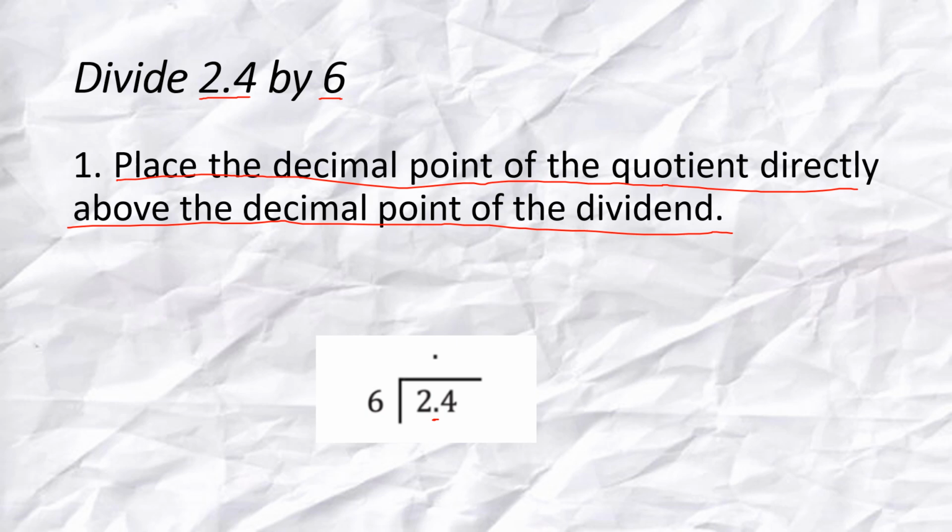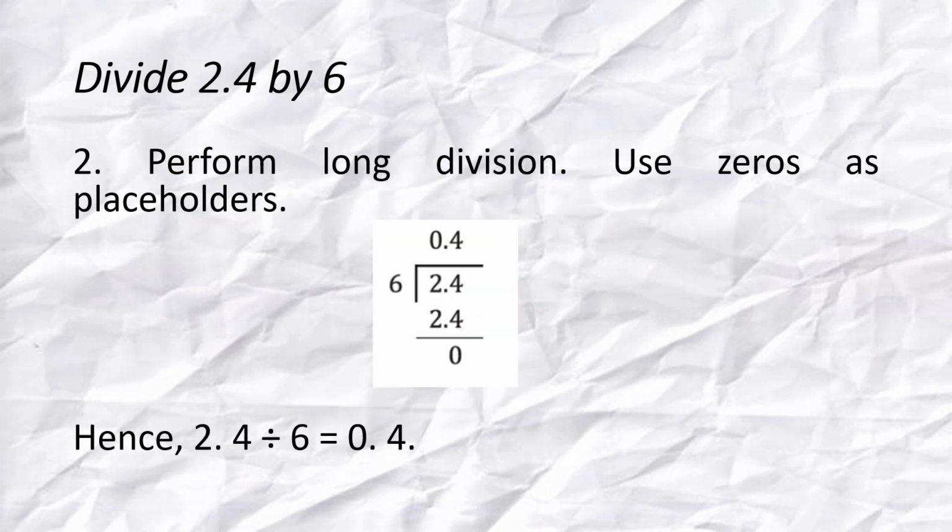After placing the decimal point in your quotient part, you can now proceed to step 2. You can now perform the long division. So it's as if you are just dividing a whole number. Use zeros as placeholders if there is a missing number or if there are empty spaces in your decimal number. So 24 divided by 6 is 4. 4 times 6 is 24. 24 minus 24, that is 0. So therefore, the answer for 2.4 divided by 6 is 0.4.